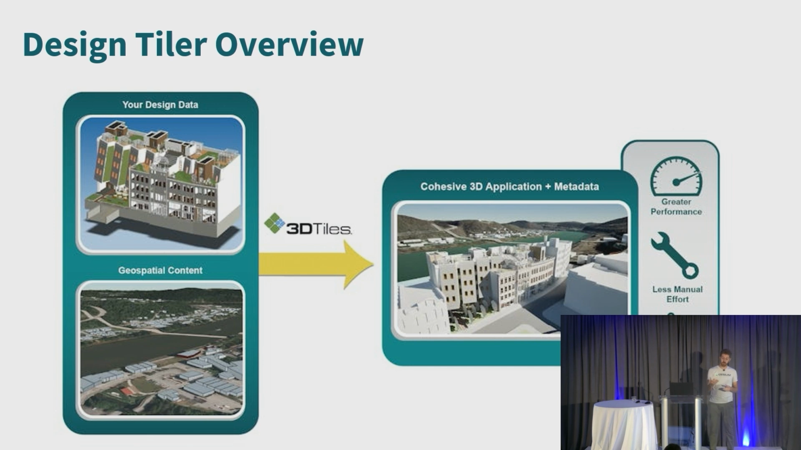And that helps give us greater performance. It can also mean less manual effort. Often a lot of optimization is needed for those sorts of models when you're trying to bring them into 3D applications. And of course, 3D tiles means it's interoperable. So you're not just converting it into one format that you can't use anywhere else.